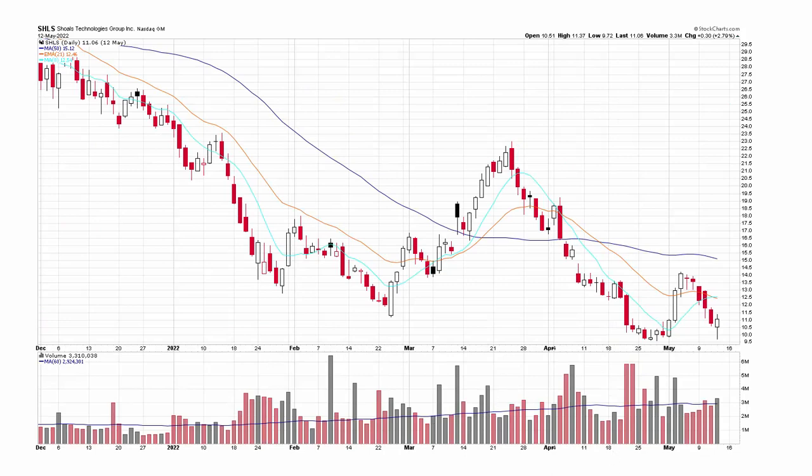Let's look at another one. Shoals Technologies. This is a solar stock. It actually wasn't doing too bad, as you can see here. A little basing pattern breaks out.